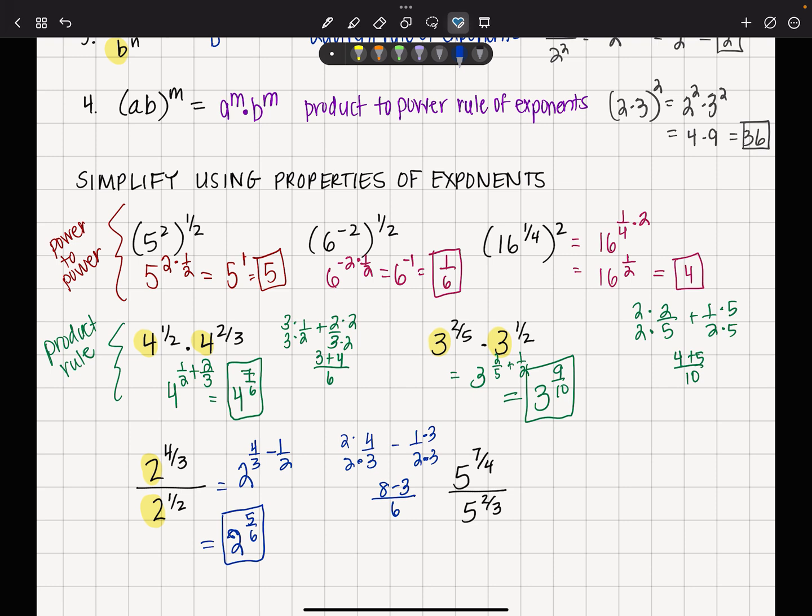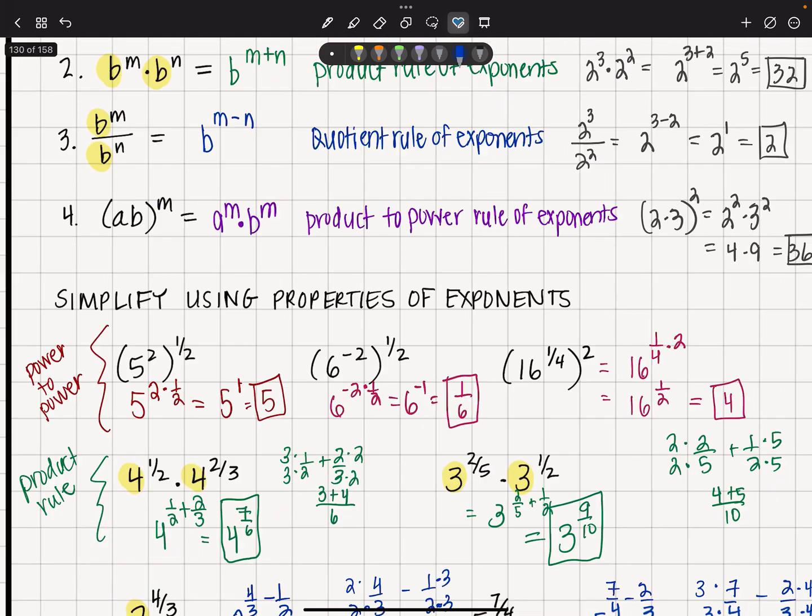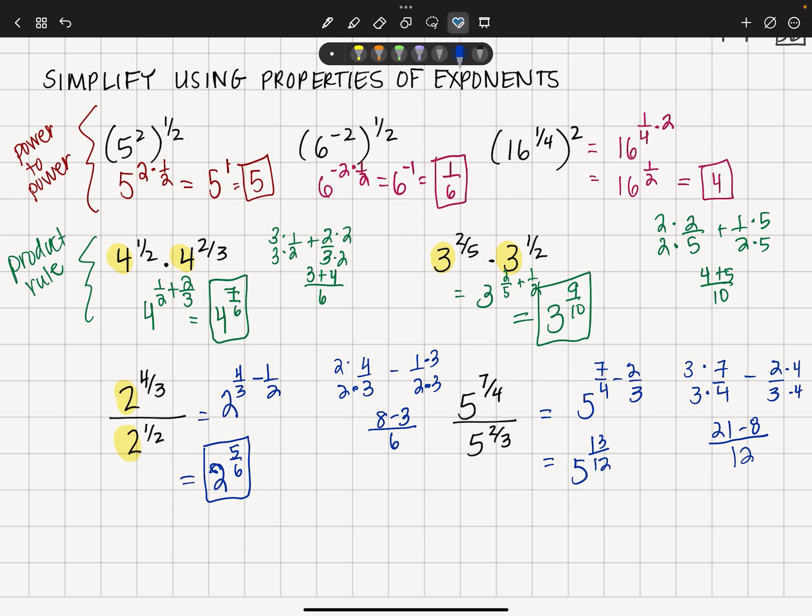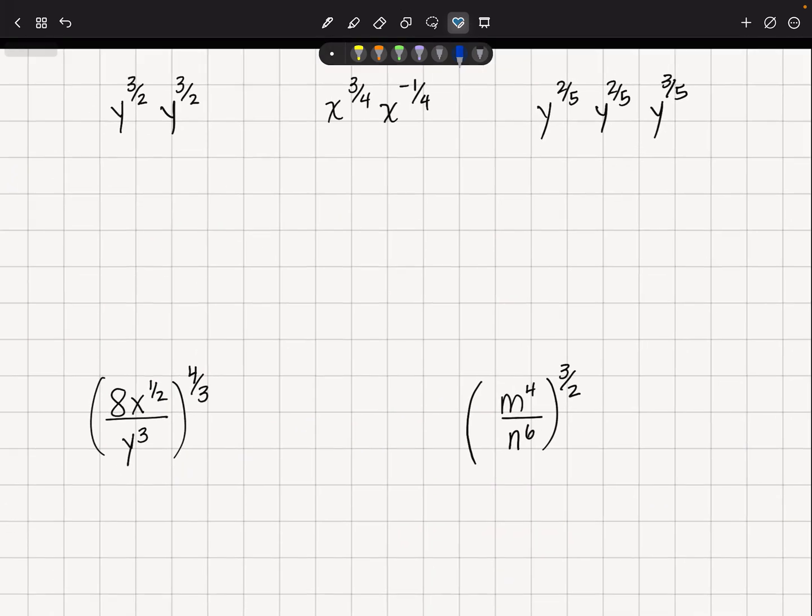And this last one, we're going to keep that base of 5. We've got 7/4 minus 2/3. The first fraction needs a 3. The second needs a 4. So that's going to be over 12. 21 minus 8 is 13. 5 raised to the 13/12 power. Okay, in the next video, we're going to work with variables.